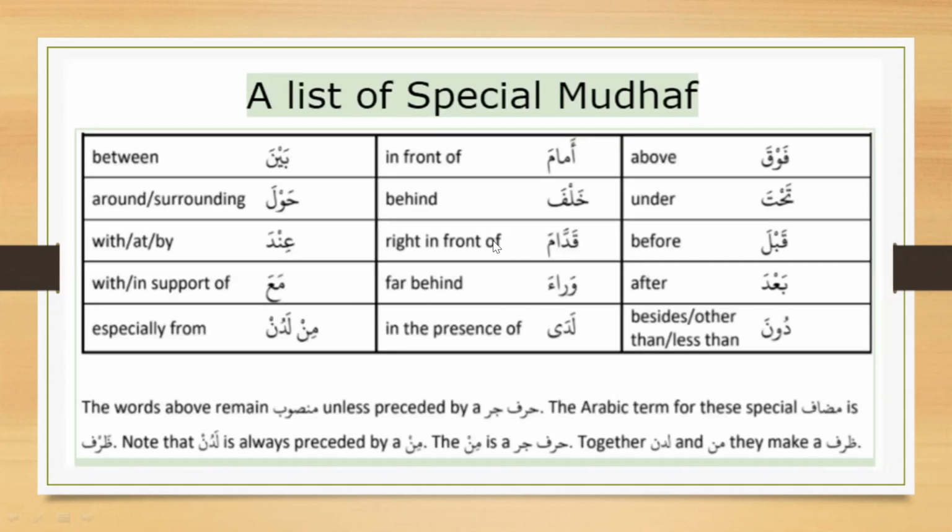And this is the list of special mudaf, and you can see like fawqa, fawqa means above, so it's a relationship of placement. Something is above something. An ism is above something. Amama, in front of. Bayna, in between two things. Tahta, under. Khalfa, behind. Hawla, around or surrounding something. Qabla, before. Qaddama, right in front of. Indah, at something, like for example, indal masjidi, so at the masjid. Sometimes it gives the meaning of with, sometimes it gives a meaning of by. Ba'da, after.